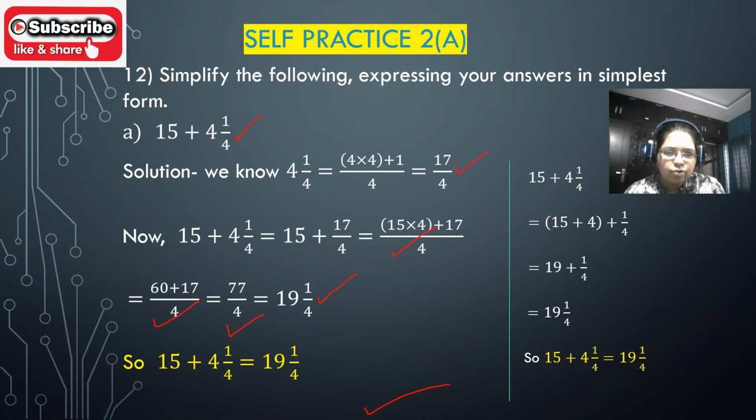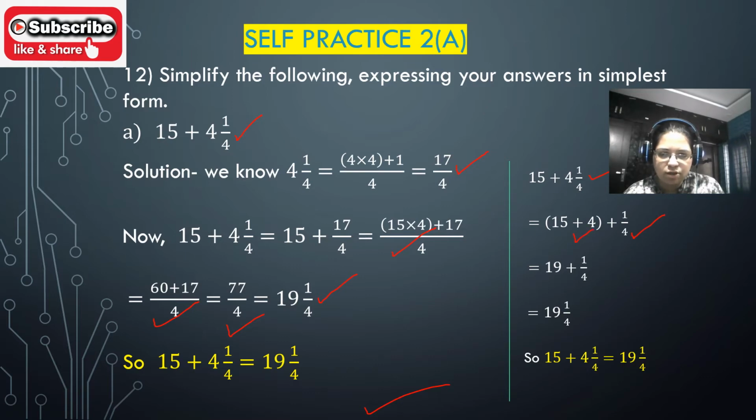This is one way, and we can solve this addition of a whole number and a mixed fraction in another way also. Just add the whole numbers separately, then add the proper fraction, that is the fractional part. 15 plus 4 and 1 by 4: add the whole numbers, 15 and 4, separately, then add the proper fraction, which is 1 by 4.